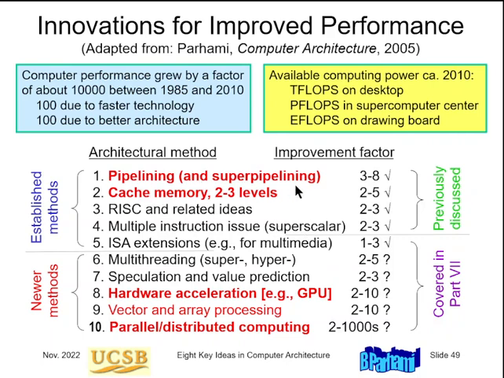So pipelining contributed a factor of 3 to 8, depending on how you use it. Cache memory contributed a factor of 2 to 5. Hardware acceleration, for example GPU, contributed a factor of 2 to 10. Vector and array processing, another factor of 2 to 10. Parallel distributed computing has a wide range, depending on how many processors you use, it can go into the thousands.